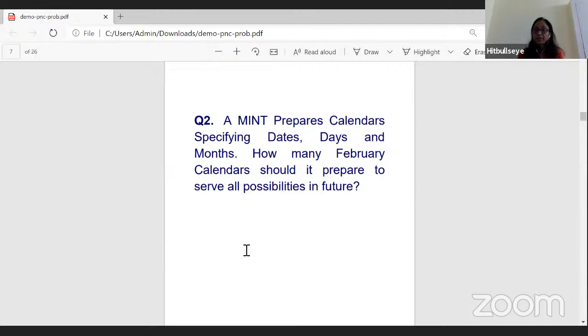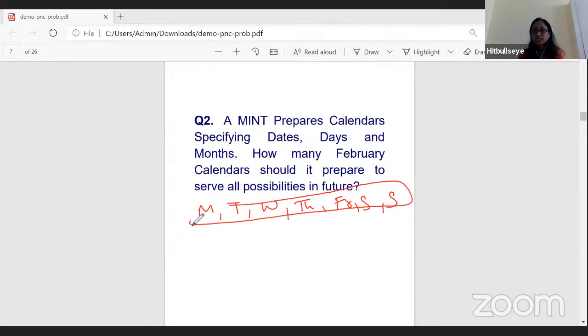So when you're preparing a calendar, you basically need the starting day, because the starting day can be a Monday or a Tuesday or a Wednesday or a Thursday or a Friday or a Saturday or a Sunday, right? There could be any of these 7 days when you are starting with a calendar.